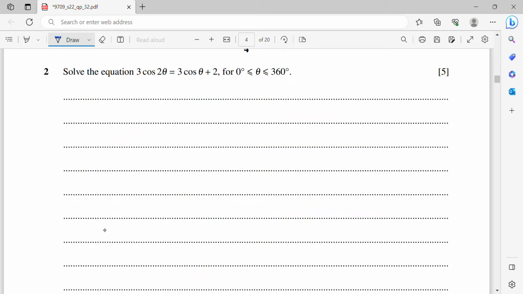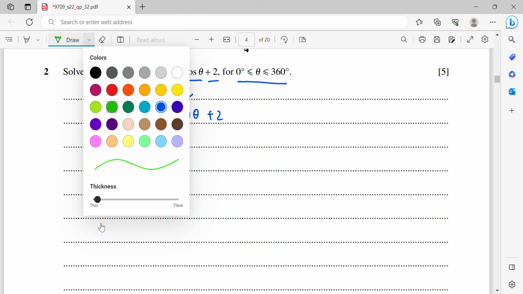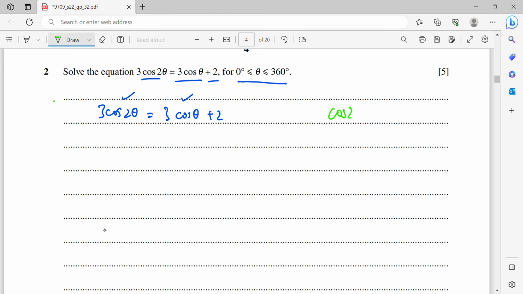Question 2. Solve the equation 3 cos 2 theta equals 3 cos theta plus 2, where theta is defined from 0 to 360 degrees, inclusive. So now 3 cos 2 theta equals 3 cos theta plus 2. Since you have the cos theta and cos 2 theta here, we need to use the double angle formula.